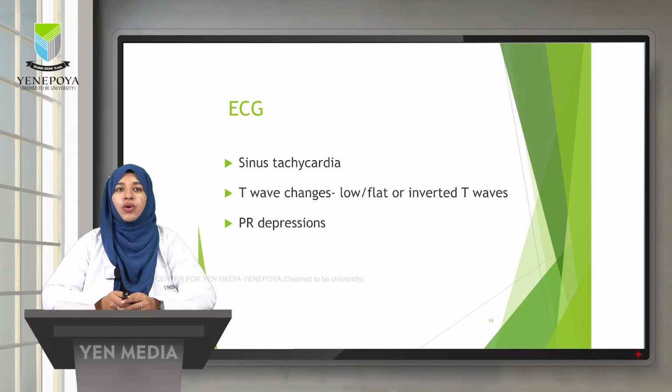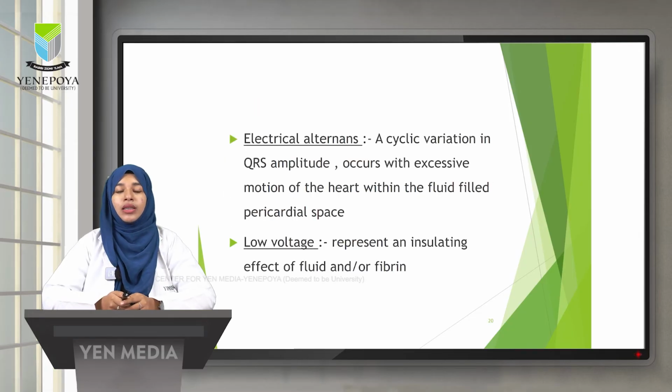So now let's move on to the ECG findings you can see in tamponade. The first one is sinus tachycardia. You can also see T wave changes such as inverted T wave, flat T wave or low T wave, and you can also see PR depressions. Now in this tamponade condition, there are a few very important findings, such as the first one, electrical alternans in the ECG, and the next one is low voltage.